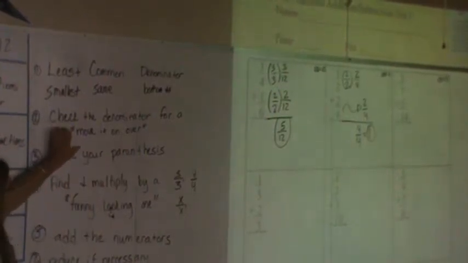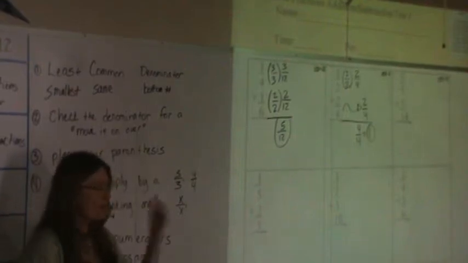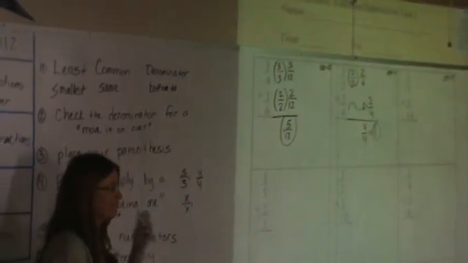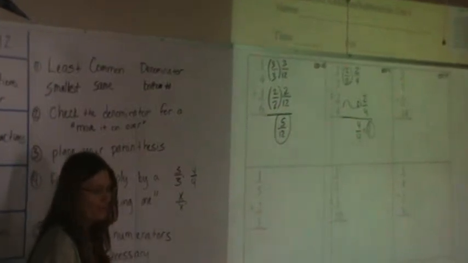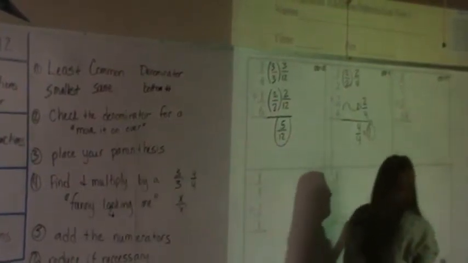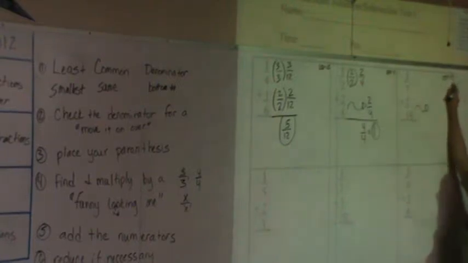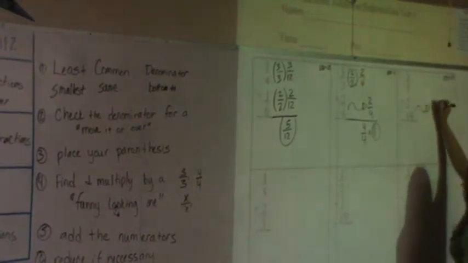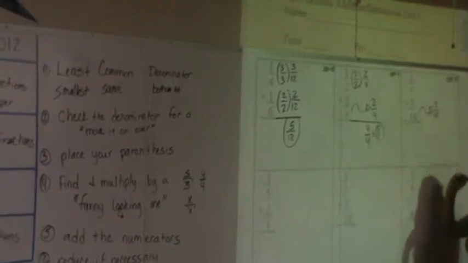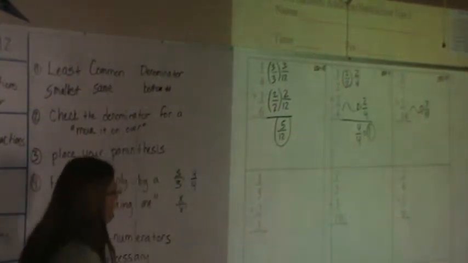Number 2, read the step with me. 1, 2, 3, go. Check the denominator for a move it on over. Ready? Move it on over. Again, move it on over. Again, move it on over to the side, because the denominator's already 14. Okay, so we found our move it on over. We moved it over. What's step number 3?